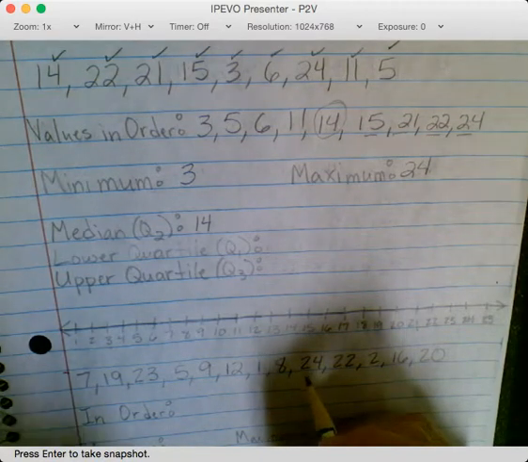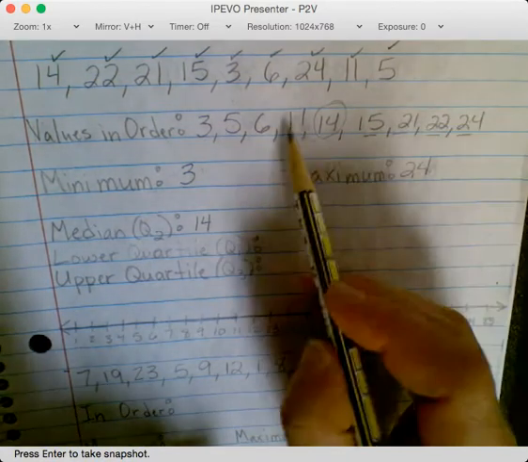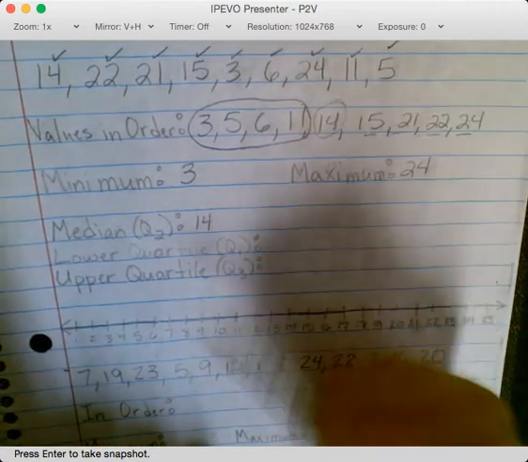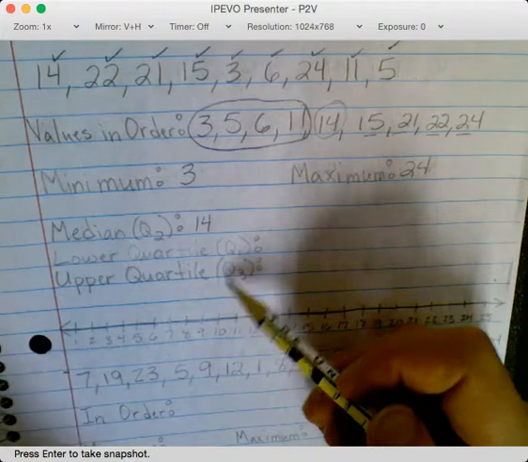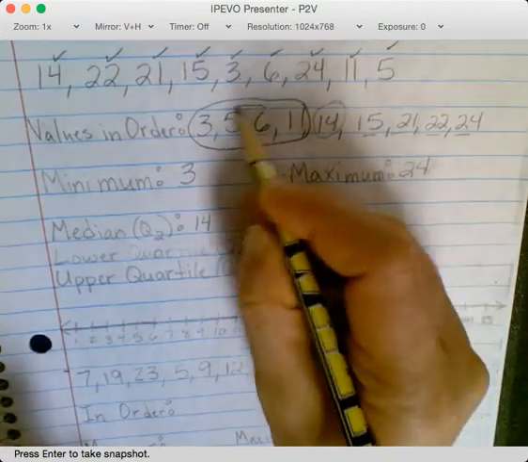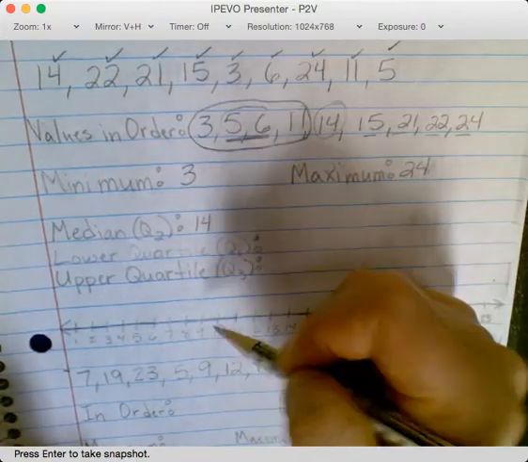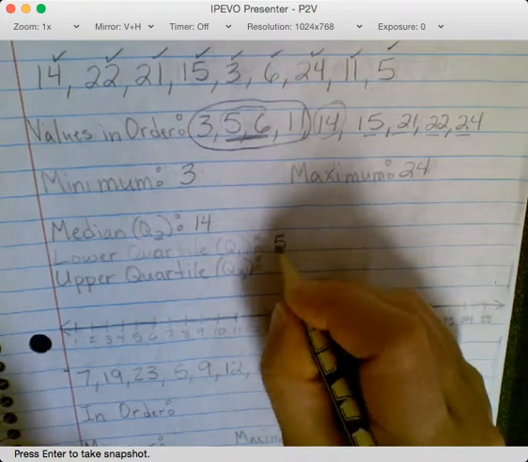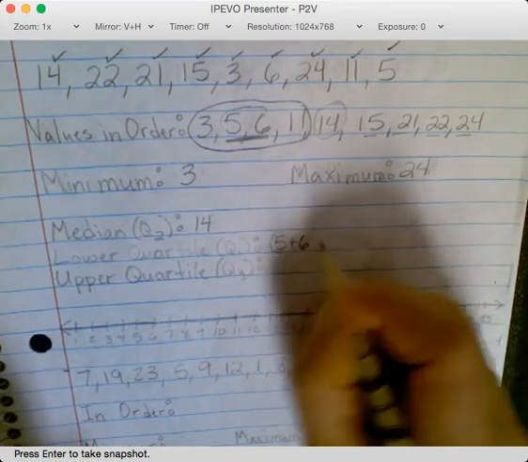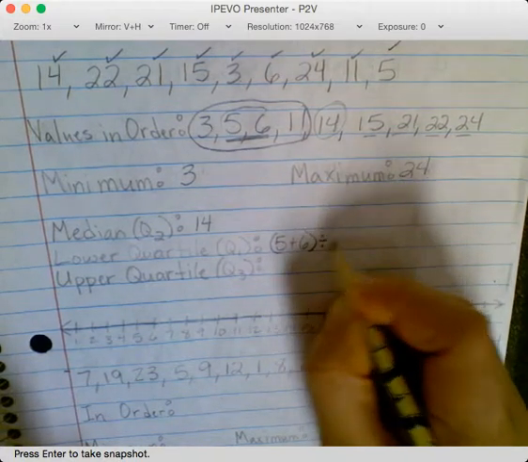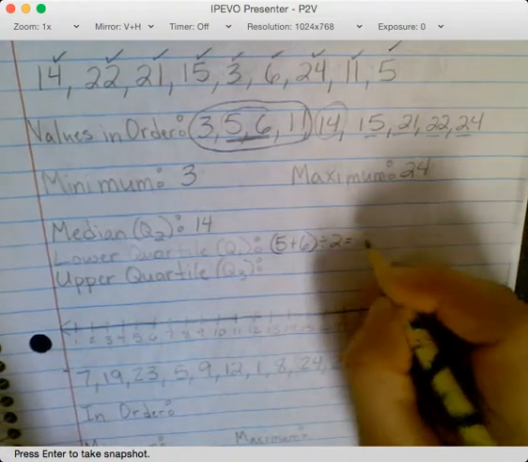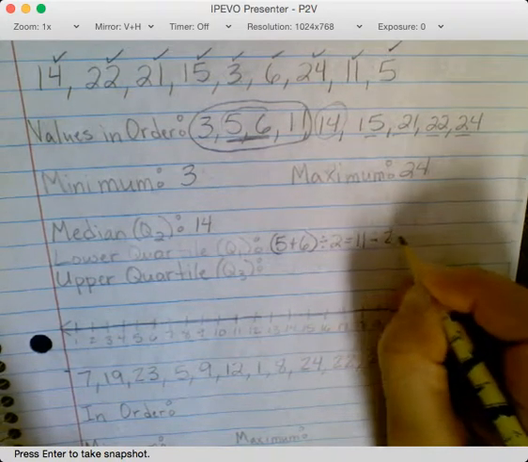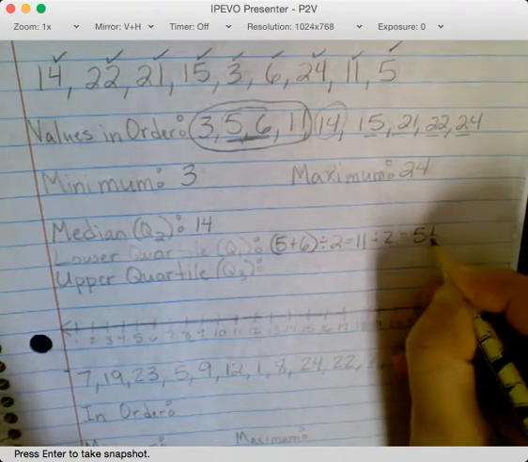And then I split that into 2 quartiles. This right here is what I'm going to use to find my lower quartile. And I notice I have a 5 and a 6 in the middle. So I'm going to have to find the average of those to find the median. That means I add 5 plus 6 and divide that by 2. So that's 11 divided by 2, which is 5.5.